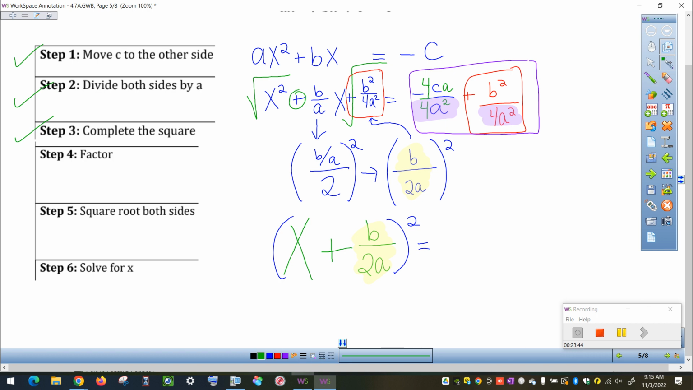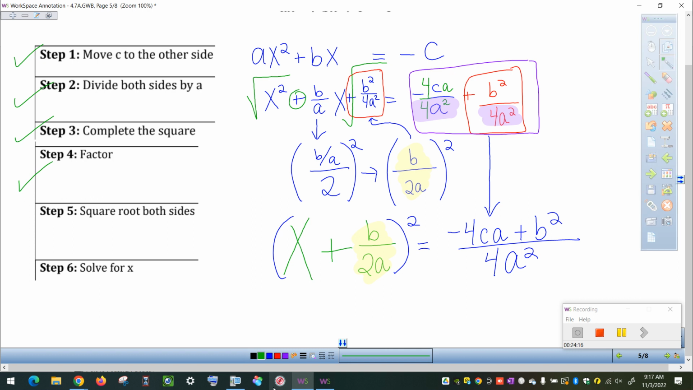Okay, so now our denominators are the same. The way that we add fractions is we add across the numerator, we keep our denominator the same. So let's do 4 times c times a plus b squared all over 4a squared.